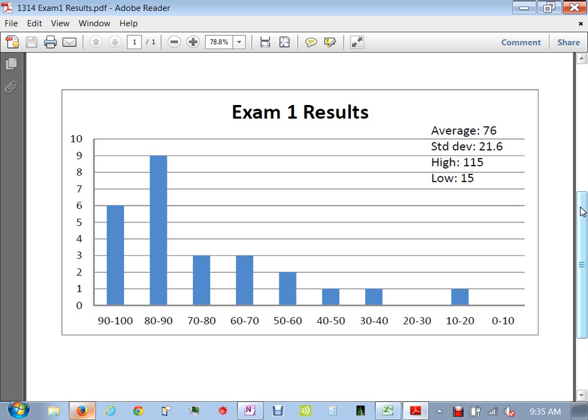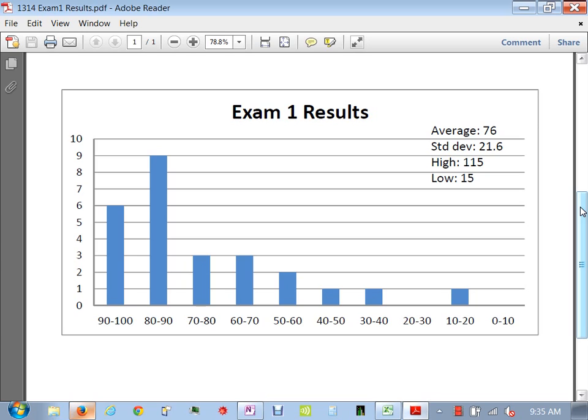There were 6 grades between a 90 and 100, so 6 A's. There were 9 B's, 3 C's, and then from there, it's 3 between 60 and 70, 2 between 50 and 60, 1 between 40 and 50, 1 between 30 and 40, and 1 between 10 and 15. So this is actually a decent distribution, considering it's pretty heavily loaded on passing grades. Would you agree? It's kind of heavy on the higher end.